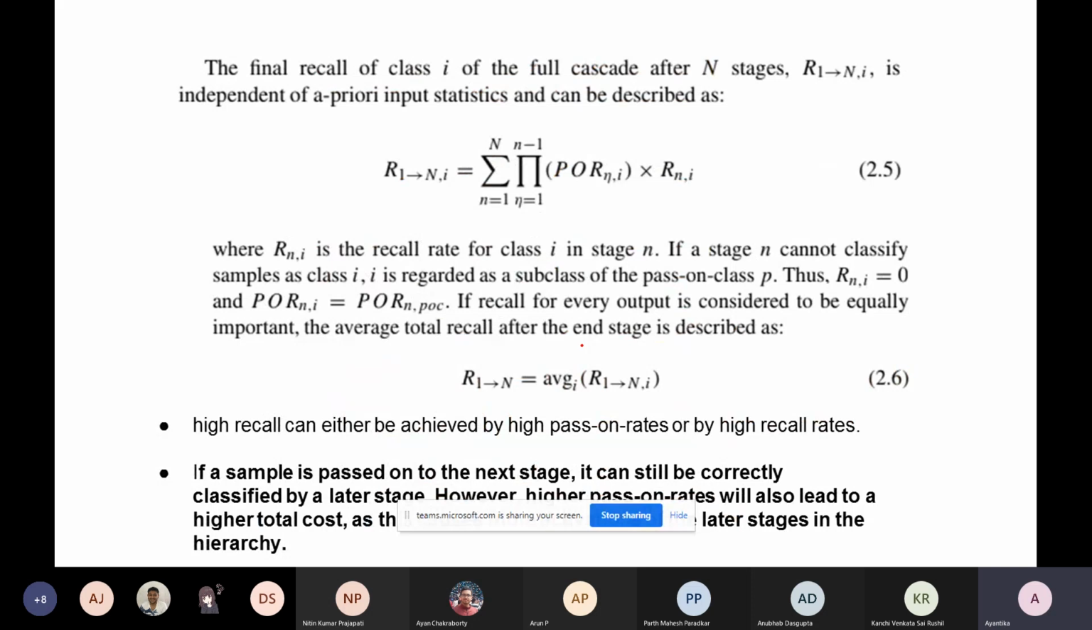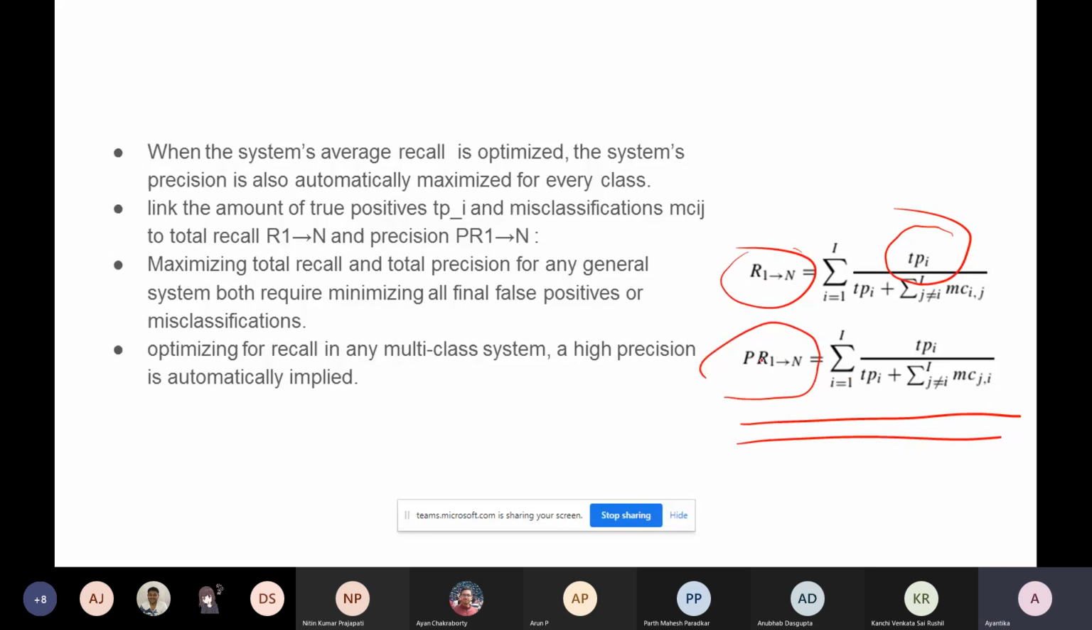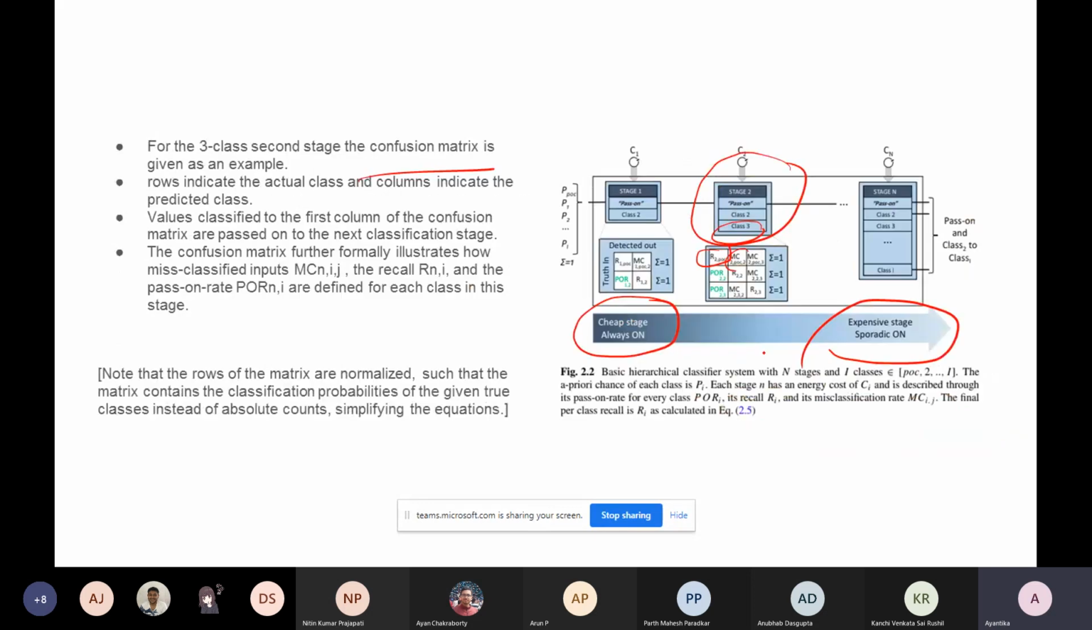Similarly, this recall rate is again dependent on the pass on rate multiplied by the recall of that class at that stage. Okay. So that way you are computing this final recall. As we have already mentioned, this is not the exact relation or exact value of your precision. They have given it just to show that whenever your true positives increase, your recall rate will also increase, and whenever your true positives increase, your precision will also improve. From these definitions also you can get the idea.